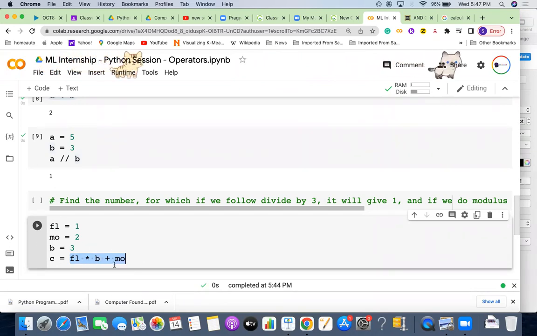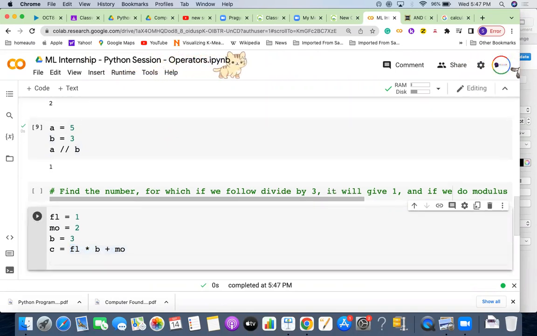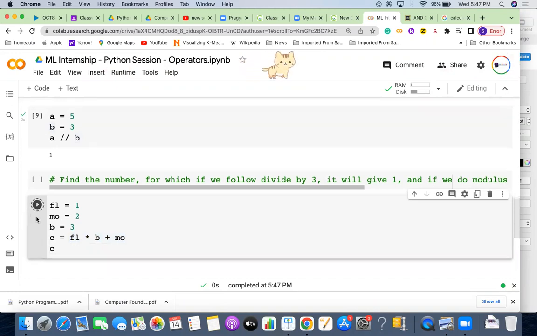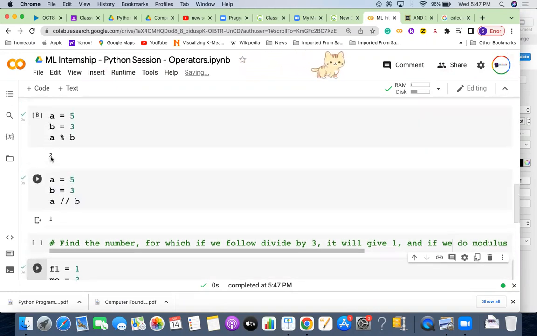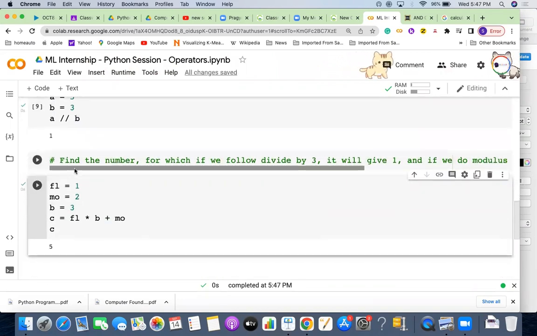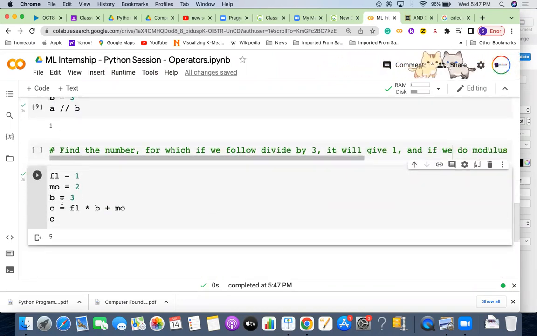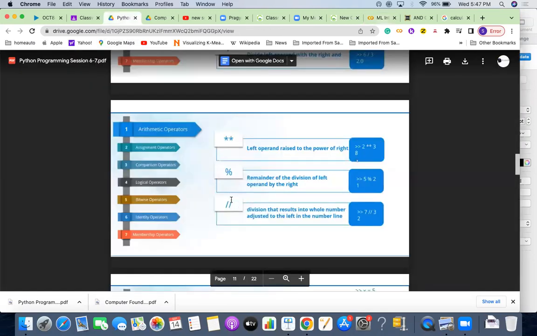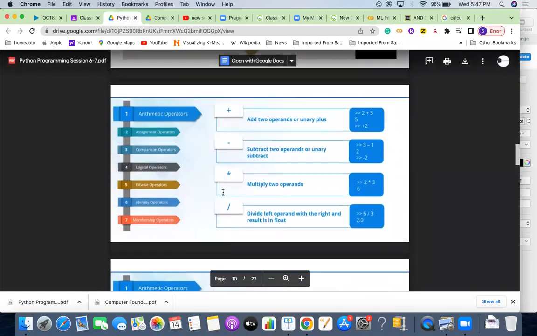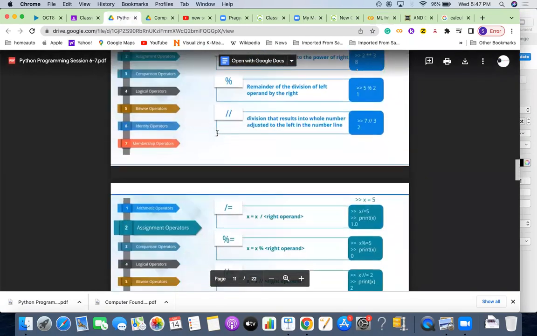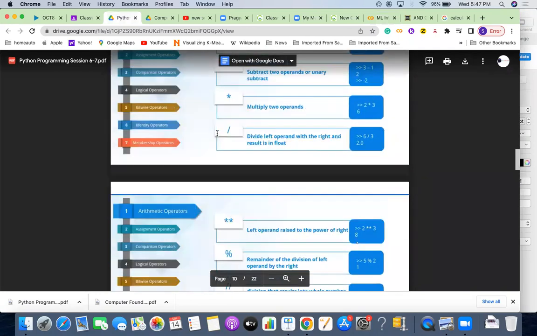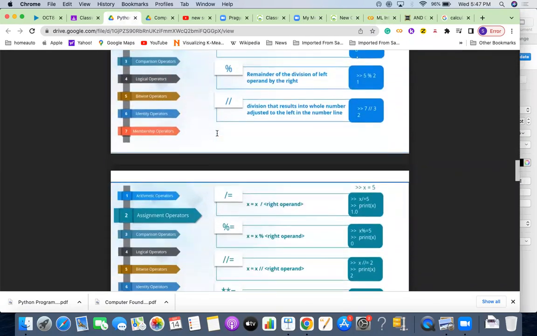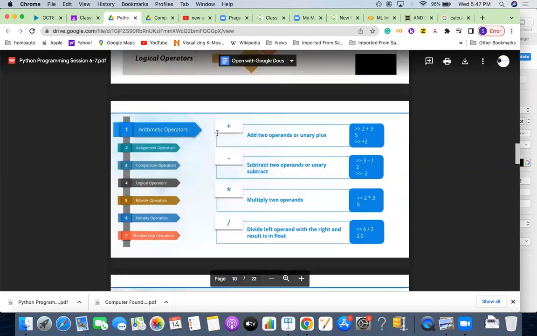By using these things, I'm trying to build an expression to get some kind of result. I got back the value 5. So this is how you should start building simple logic. Any questions on floor division, modulus, and power? This ends the arithmetic operators, the common arithmetic operators. Any questions?